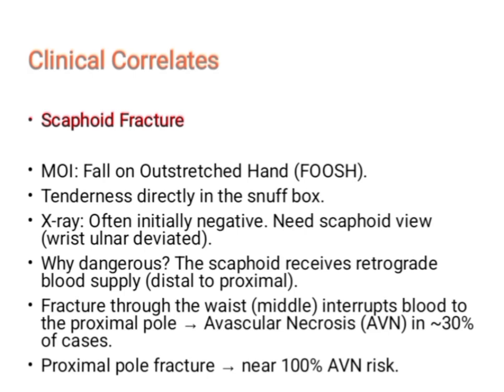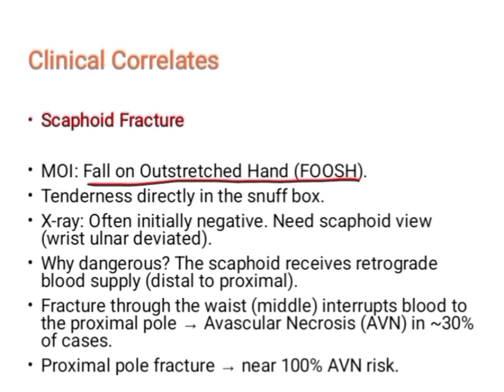Now let's look at clinical correlates. We talked about the anatomy generally. Let's look at applied anatomy. We first look at scaphoid fracture, which is the most important. Now, what's the mechanism of this injury? The mechanism of scaphoid fracture is when there is a fall on the outstretched hand.